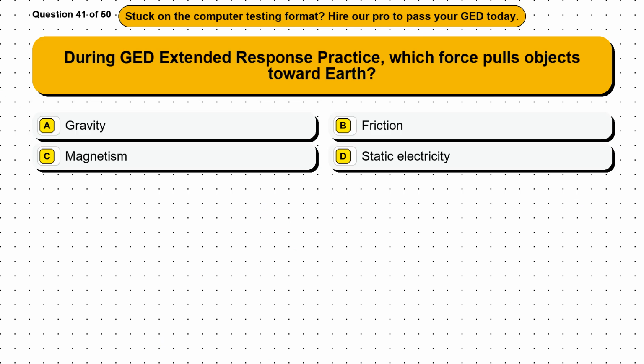Question 41. During GED Extended Response Practice, which force pulls objects toward Earth? Option A, gravity. Option B, friction. Option C, magnetism. Option D, static electricity.